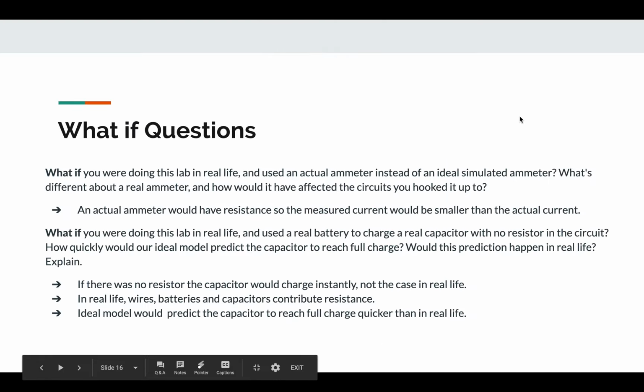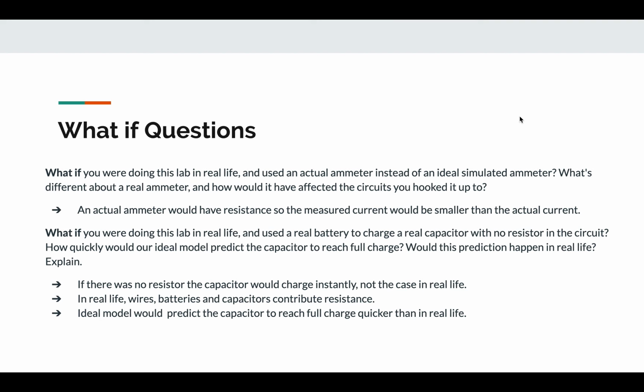If you had used an actual ammeter instead of an ideal simulated ammeter, then the actual ammeter would have contributed some resistance, so the measured current would be smaller than the actual current.